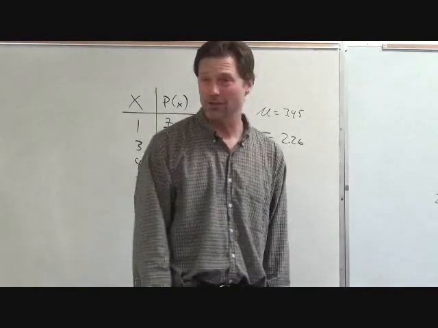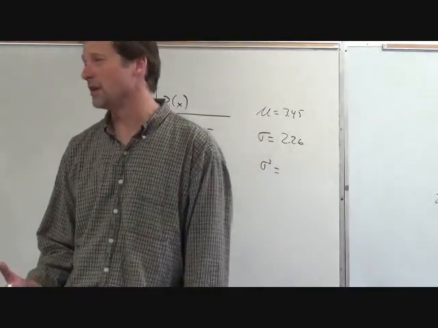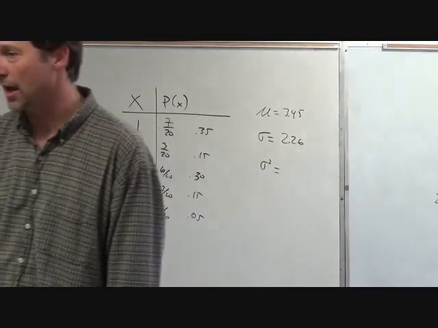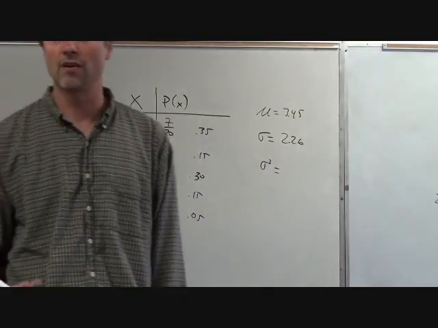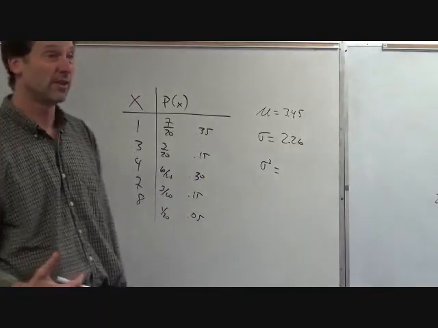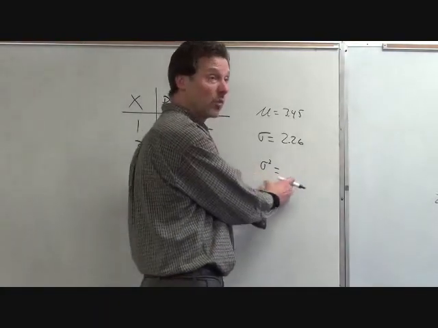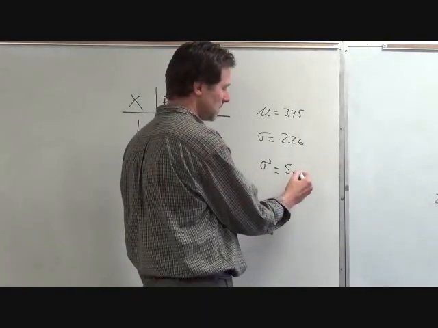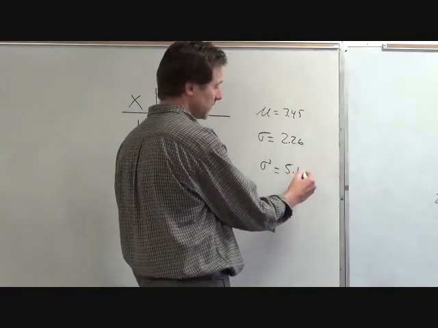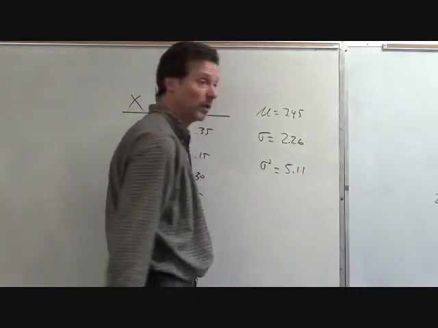Standard deviation squared. Yeah, it's just standard deviation squared. Remember when we found standard deviation a long time ago? First thing we found was variance, and we square rooted it to find standard deviation. So if you've got standard deviation, you can find the variance by squaring it. 5 point something? 5.107, 5.11, roughly.